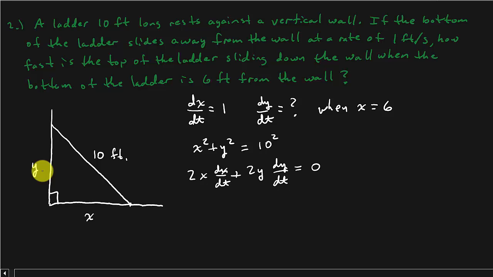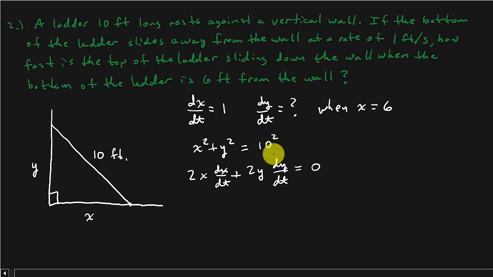When things are going on like this, with one end sliding down and the other sliding out, ask yourself: is this distance changing? Yes, so we need the variable there. Is this distance changing? Yes, so we need the variable. Is this distance changing? No, it's always 10 feet, so we plug the 10 in.